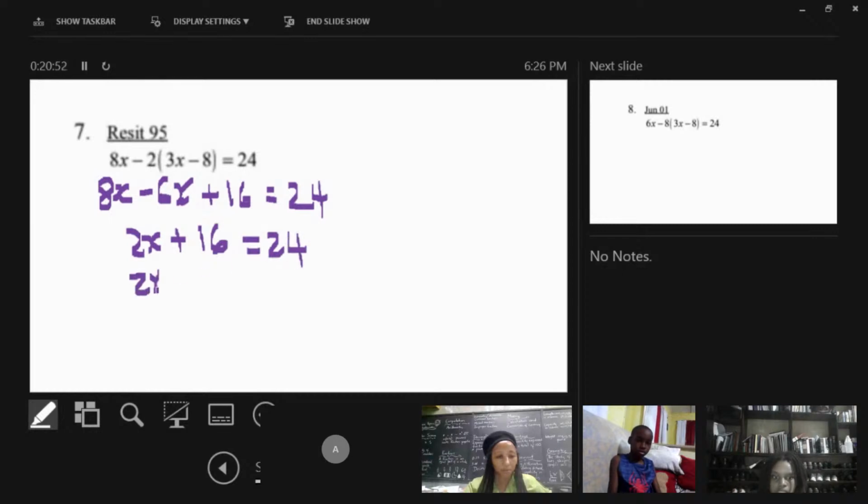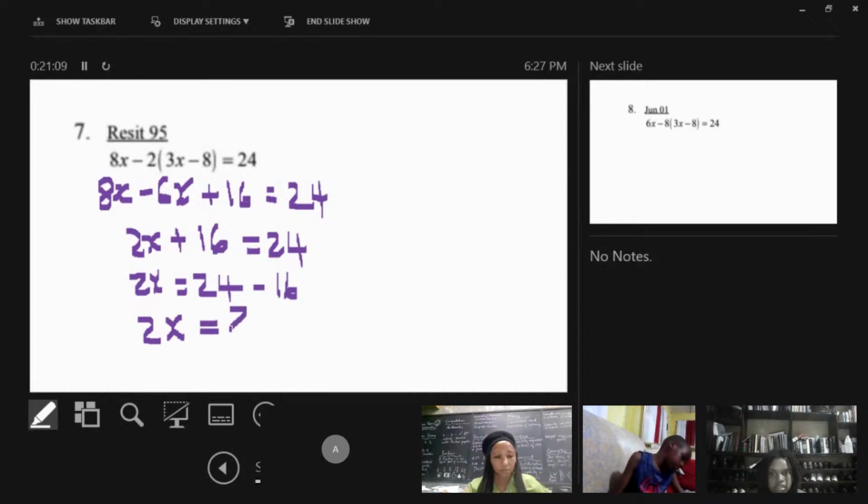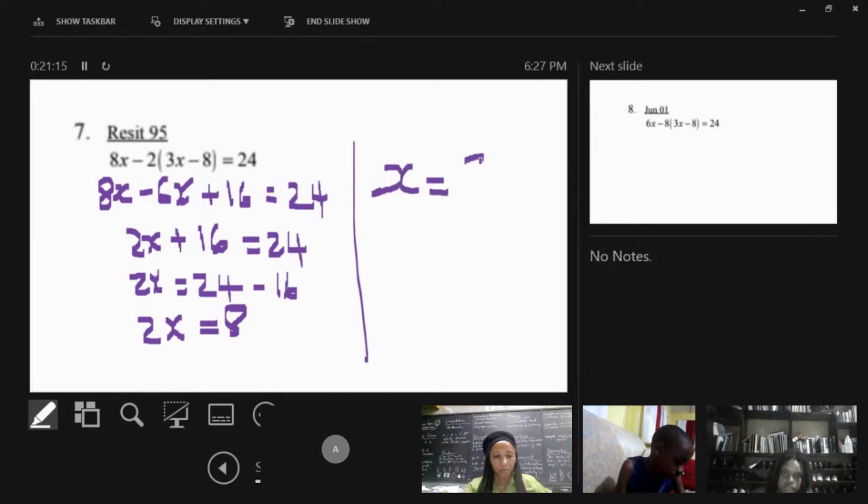So 24 minus 16 is, oh yes, that would be 8, and 8 divided by 2 is 4. So x is 4. X is what? 4, miss. Okay.